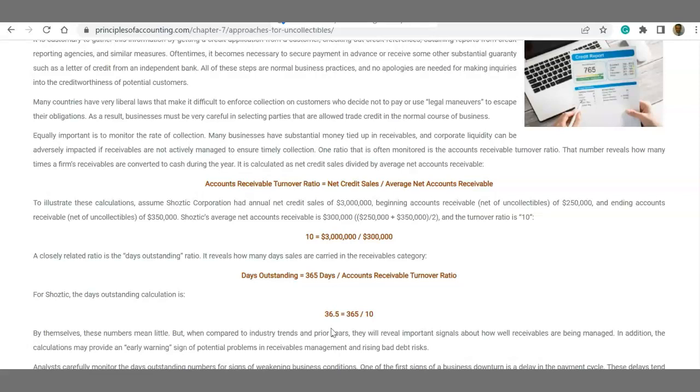You have to compare either to your last year's operating activities to see how often you collect, or you can compare this to another company's accounts receivable turnover ratio to see how good the other company is at collecting accounts receivable, how fast, and then understand which one is doing better. So you can use a liquidity ratio just like this also in your presentation. Any question?